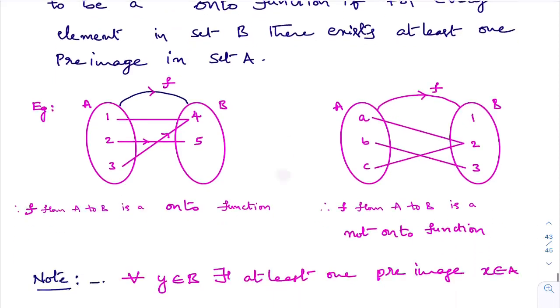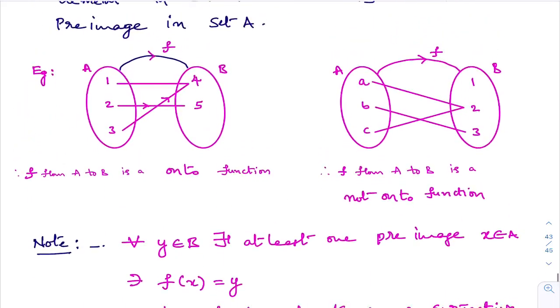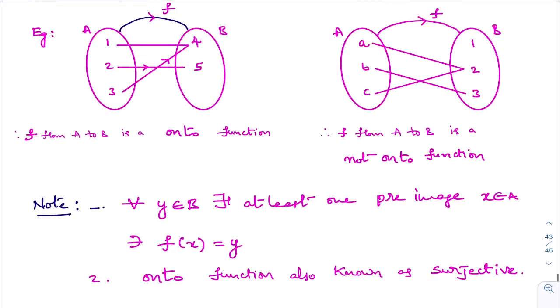Important points related to onto function. To prove a function is onto function while solving the problems, we will use this notation. For every y belongs to B, there exists at least one pre-image x belongs to A. That is, for every element in the codomain set, for every element in set B, there exists at least one pre-image in set A. For example, you see this is the onto function definition. For every element in set B, there exists at least one pre-image in set A. That means here f of 1 is what? f of 1 is 4.